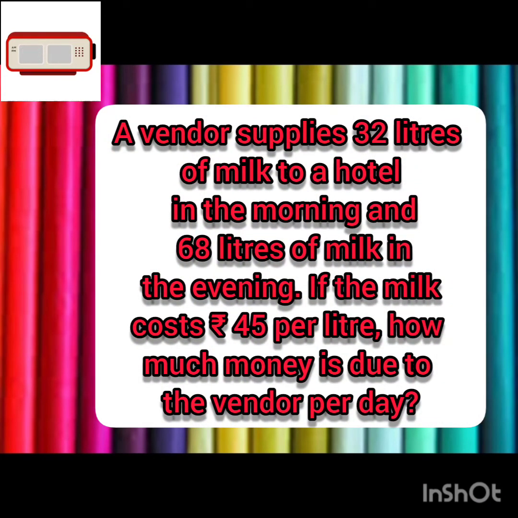Question number 6. A vendor supplies 32 liters of milk to a hotel in the morning and 68 liters of milk in the evening. If the milk cost rupees 45 per liter, how much money is due to the vendor per day?